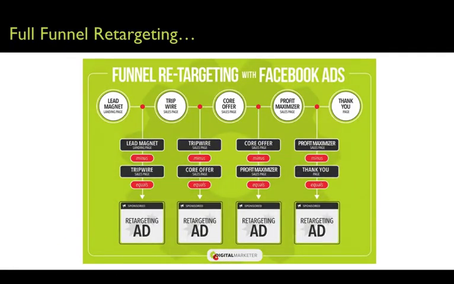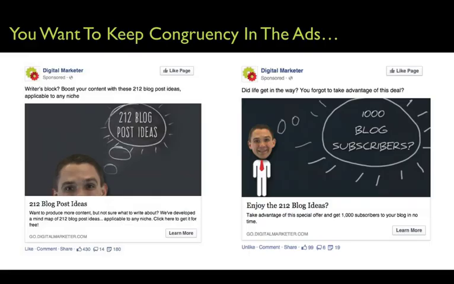So now let's take a look at what these ads would look like, right? So you know how to set up the audiences. What do the ads actually look like? So on the left would be an ad to bring people really into the funnel, right? Maybe you're retargeting people who have hit content on your website, or you're bringing in cold traffic. So you'll notice in the ad to the left, this is for our lead magnet, 212 blog post ideas. This ad would have been either the first or second ad that someone saw.